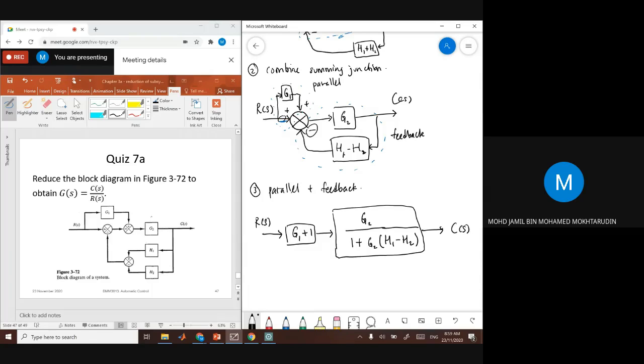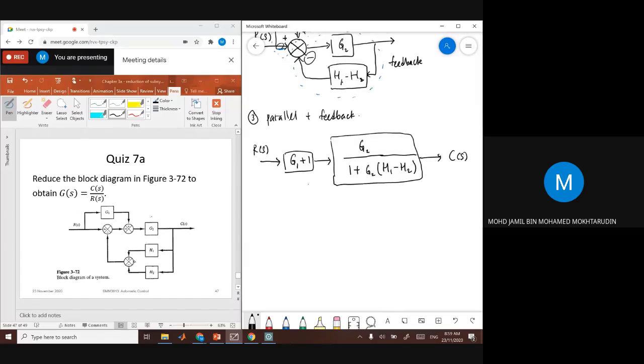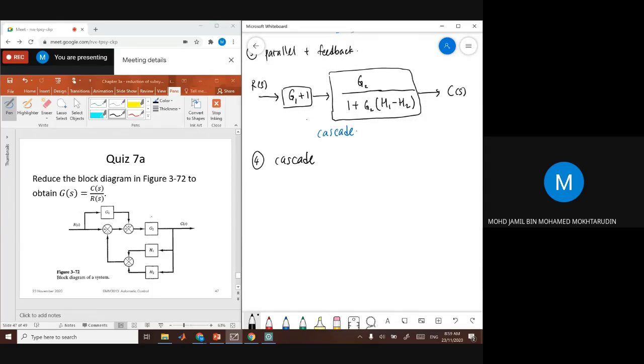Okay, so after this, you will see that these two are in cascade, okay? So these two cascade. So you can simplify the transformation now. So C(s) over R(s) equals (G1 plus 1) G2 over 1 plus G2 (H1 minus H2).